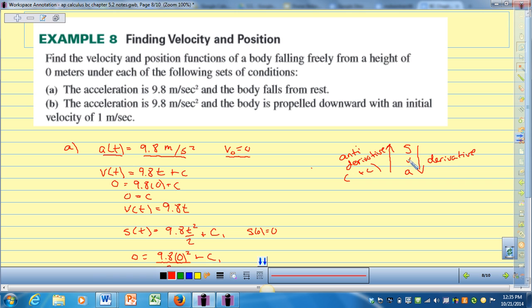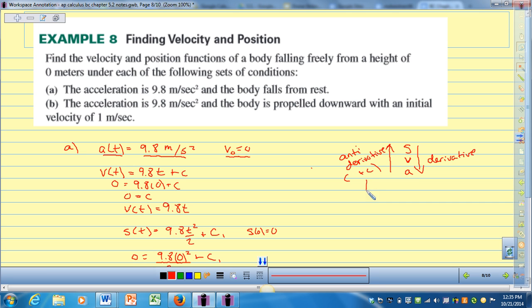Now, we have dealt with position, velocity, and acceleration problems already, and when we did these, we saw that we would take the derivative of position to get velocity and take the derivative of velocity to get acceleration. Well, this time we're working backwards from acceleration. So, when you work backwards from acceleration to velocity and then to position, you take the antiderivative.